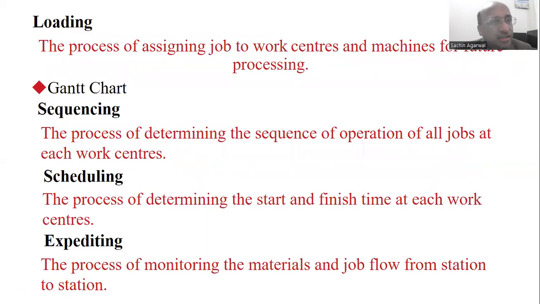See this, loading is the process of assigning jobs to work centers and machines for future processing, that is, how much load there is at a particular time on the work centers and the different machines. And the Gantt chart is a type of chart which shows the load of the different machines. Sequencing is the process of determining the sequence of the operations of all the jobs at each work center. Scheduling is the process of determining the start and finish time at each work center. Expediting is the process of monitoring the material and job flow from station to station.